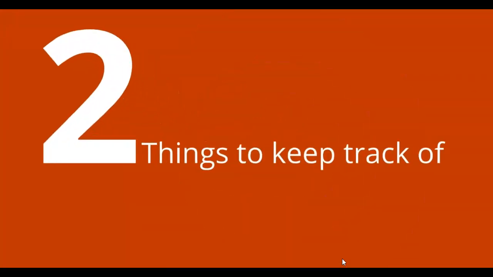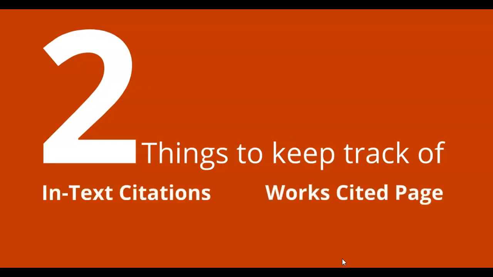There are two things to keep track of when you are citing in MLA format. First is going to be in-text citations, which sometimes you will also hear them called parenthetical citations. Parenthetical just means parentheses, so that's why it's parenthetical citations. It's also in-text citations because it's found in the text of your writing or in the text of your presentation.